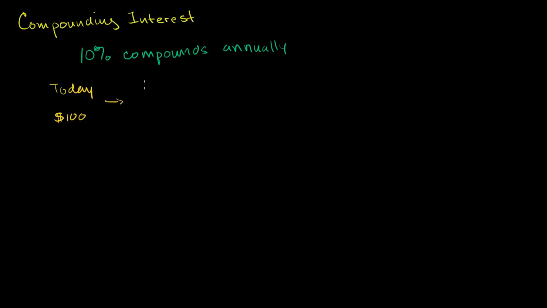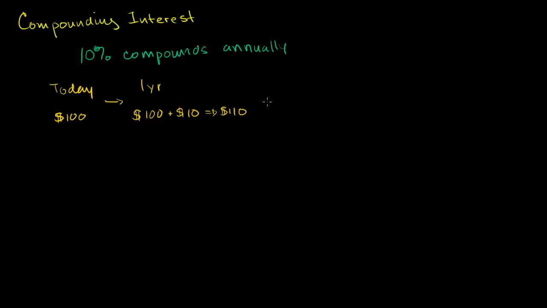If we wait 1 year, and you just keep that in the bank account, then you'll have your $100 plus 10% on your $100 deposit. 10% of 100 is going to be another $10. So after a year, you're going to have $110. So you can just say, I added 10% to the 100.